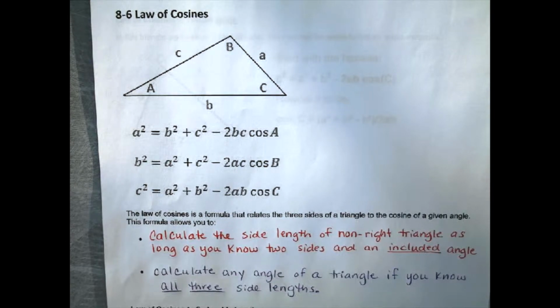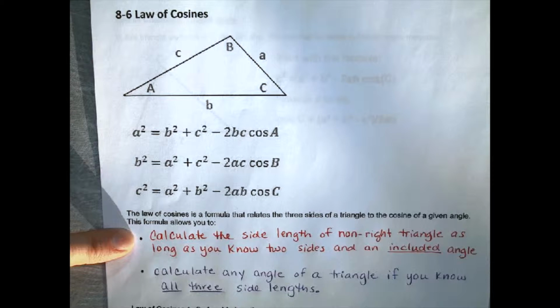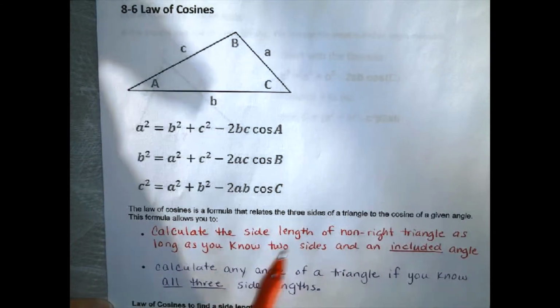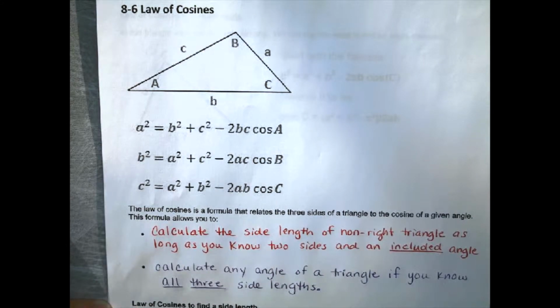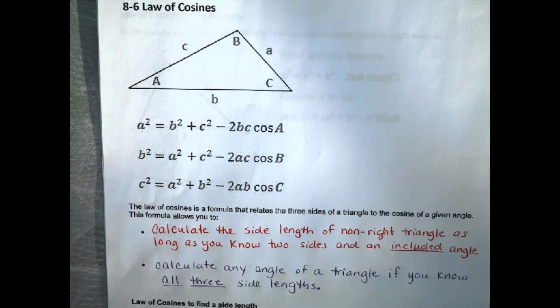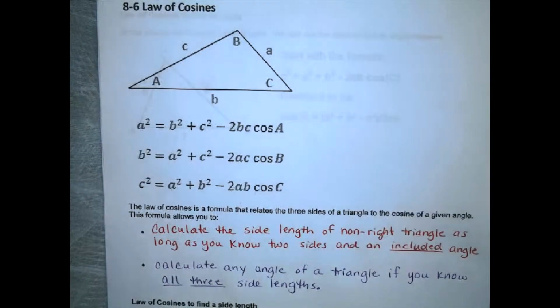It allows you to calculate the side length of a non-right triangle as long as you know two sides and an included angle. So it's very important that the angle you know is in between the two sides that you know. It will also allow you to calculate any angle of a triangle if you know all three side lengths. So we're going to do two examples today, specifically using the law of cosines.